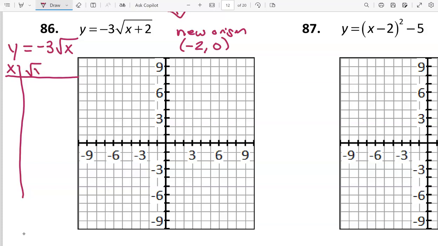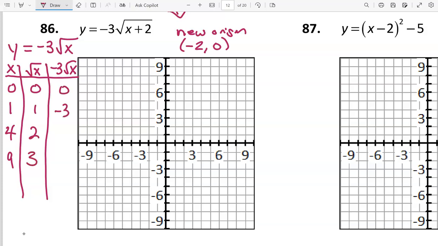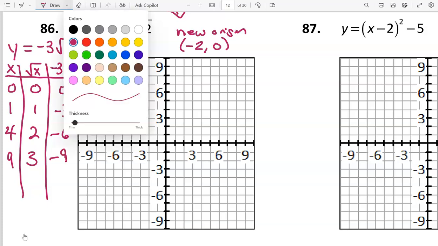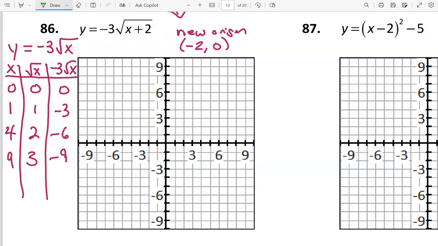Now let's create a table of values, taking all addition and subtraction out of the function. And so we have x, the square root of x, and -3 times the square root of x. The smallest number you can take a square root of is 0. 1 has a whole number square root, 4 is the next number with a whole number square root, and 9 is the next number with a whole number square root. Take their square roots, 0, 1, 2, and 3, and then multiply each by -3.